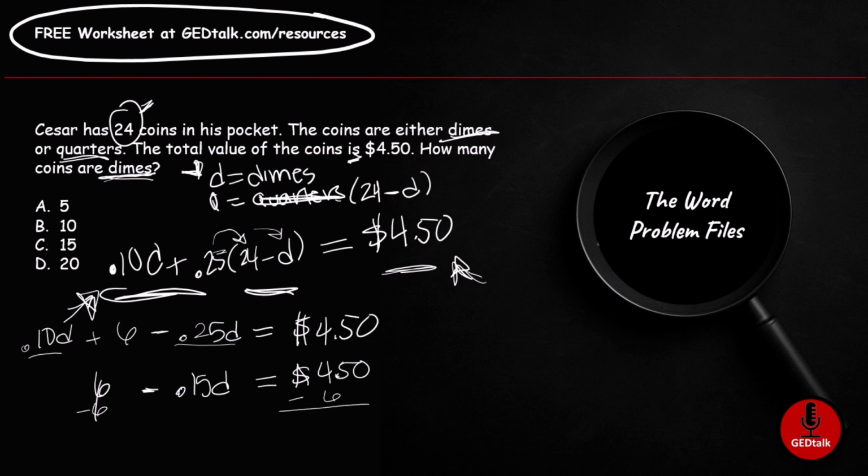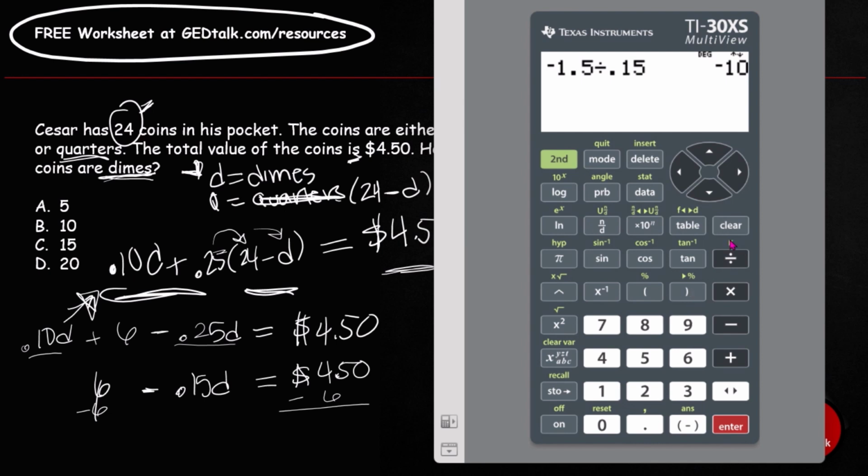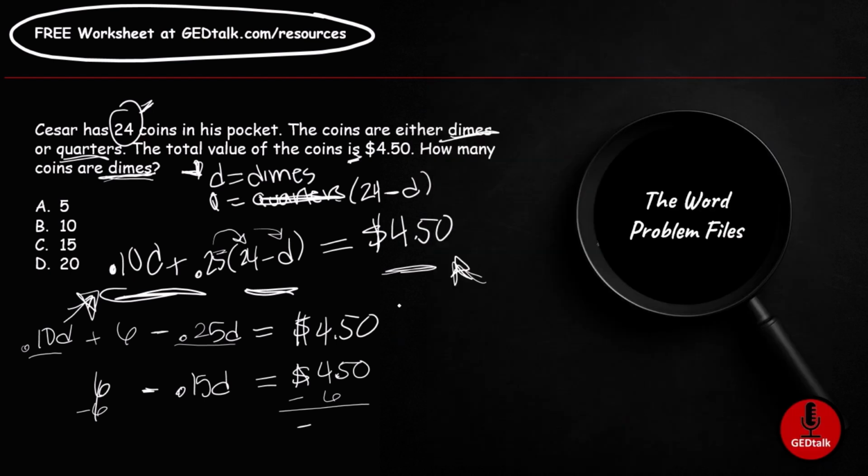So grab your calculator, folks. If you're like, oh my gosh, this is just too much, grab the calculator. Don't worry about it. Remember, it's a tool you will have to use, so use it. So we get negative 1.5, negative 1.5. Okay, so now I have negative 0.15D equals negative 1.5. I'm almost there, you guys.